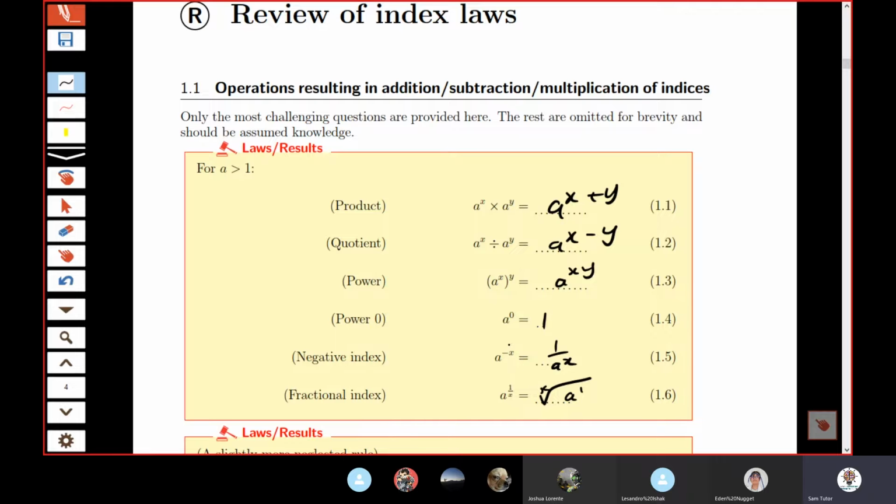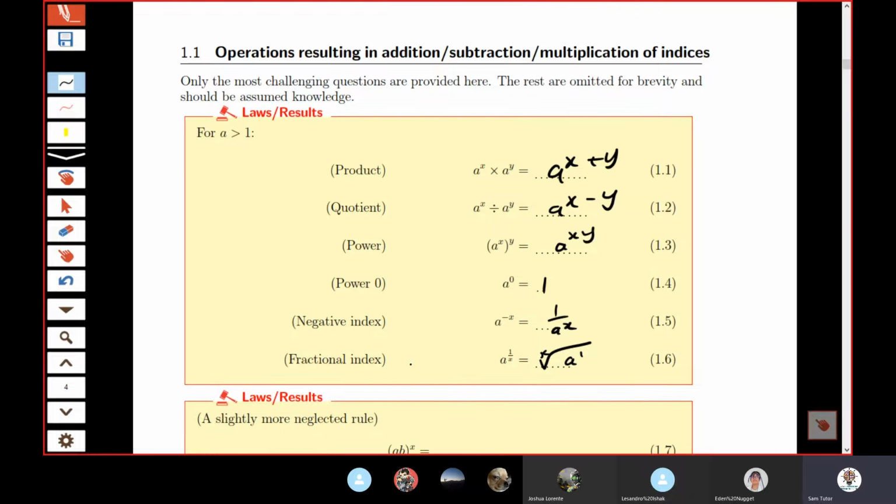If you've got a negative index, it's the same as writing a fraction, so 1 over a to the power of a positive index. And if you've got a fractional index, so be careful with those two, it is the xth root of a to the power of 1. Or in other words, if I've got a to the power of p on q, the q goes on the bottom and the p goes on the top.